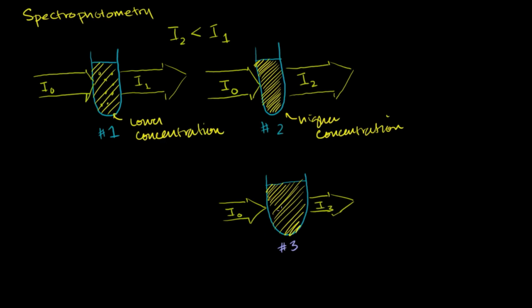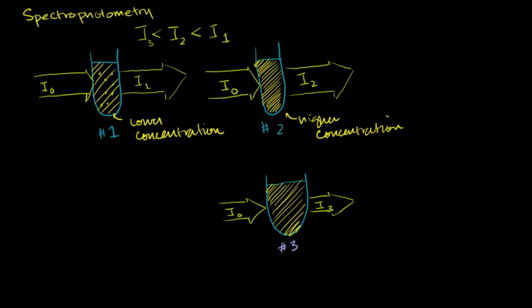What do you think is going to happen? Well, it's the same concentration, but this light has to travel a further distance through that concentration. So once again, it's going to bump into more molecules, and more of it will be absorbed. And so less light will be transmitted. So I2 is less than I1, and I3 is actually going to be the least. If you were looking at these, this has the least light, this has a little bit more light being transmitted, this has the most light being transmitted.